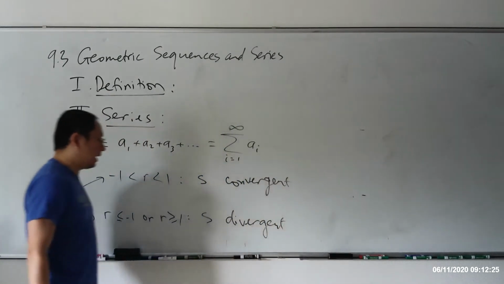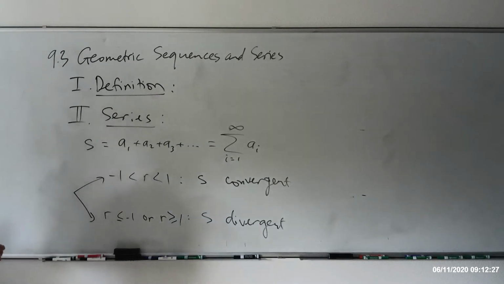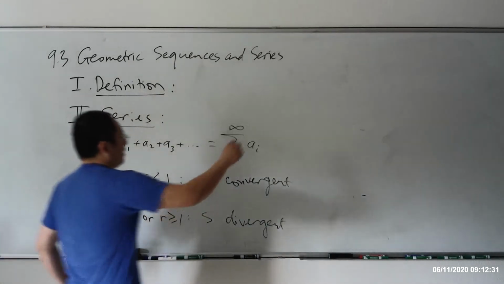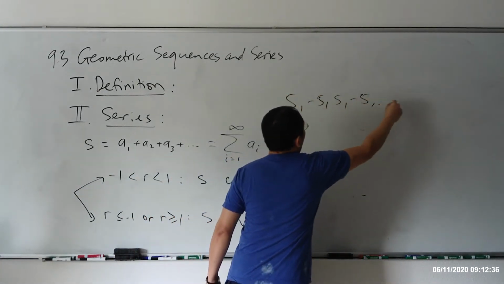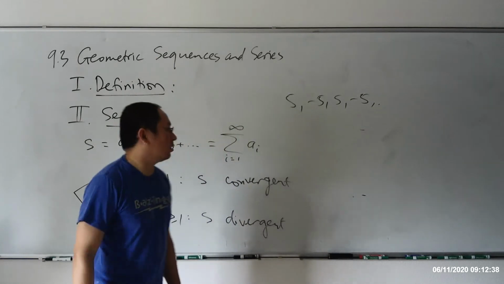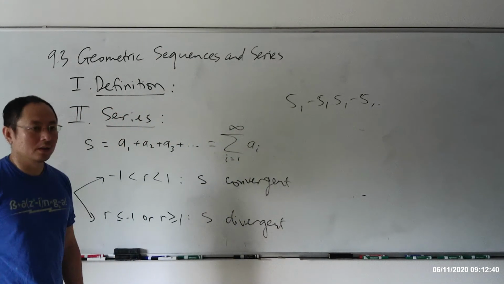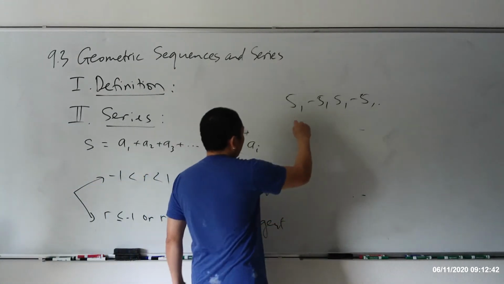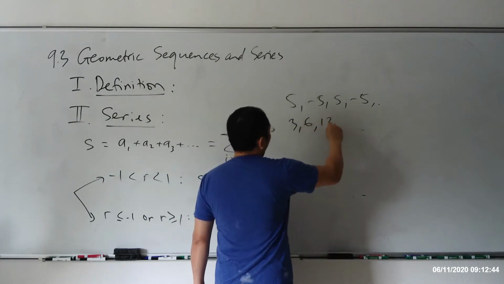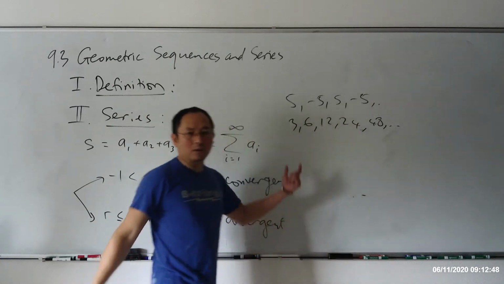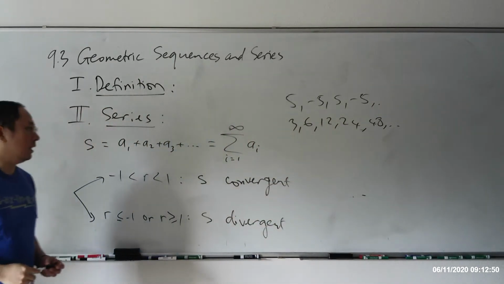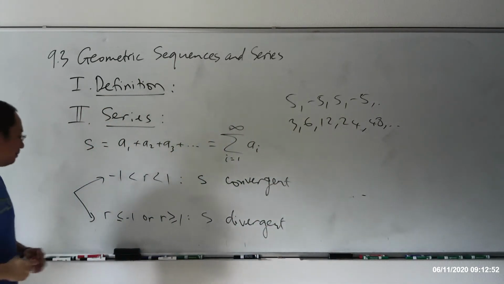By saying divergent, we are implying two cases here. Either the sum is undefined, like 5, -5, 5, -5. You keep adding up, you don't have a sum. You don't know what the total is. Or you can have something like 3, 6, 12, 24, 48. You see the numbers getting bigger. You add them up, you're going to have infinity.